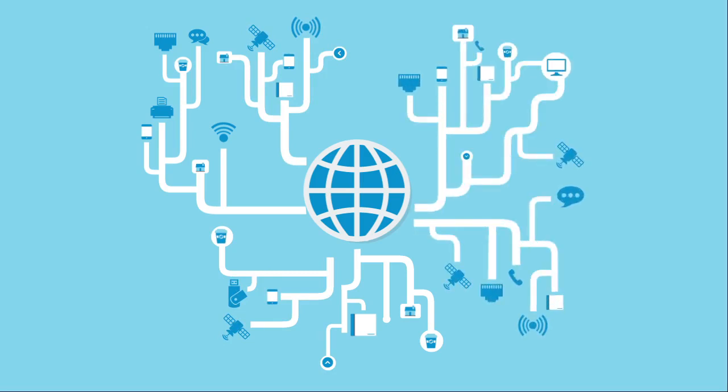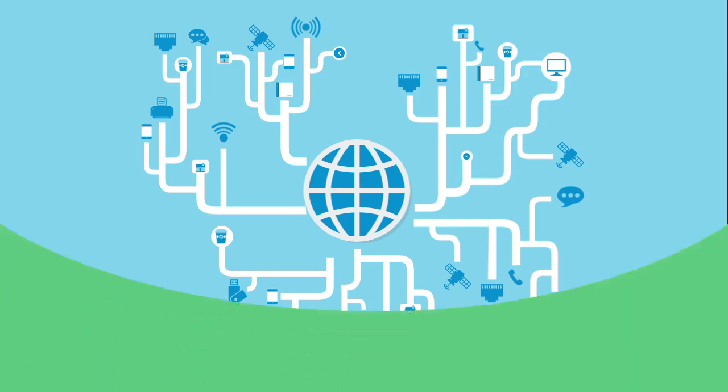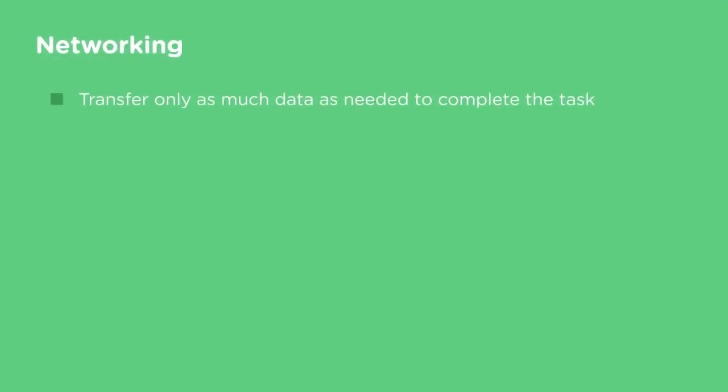As developers, we need to make sure that our code and apps can adapt to these changing conditions, insulating our users from problems. When writing apps that involve any sort of networking code, we need to keep the following points in mind. Transfer only as much data as needed to complete the task. Every network call costs the user time and battery life. It can also cost them money if they're on a network that charges for data usage.